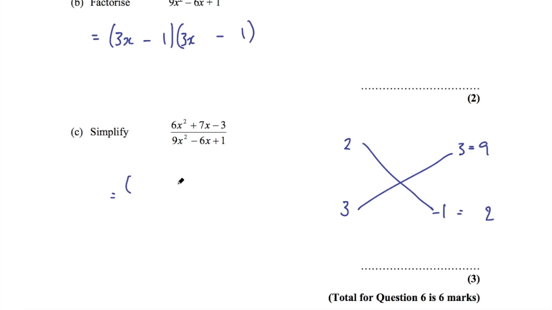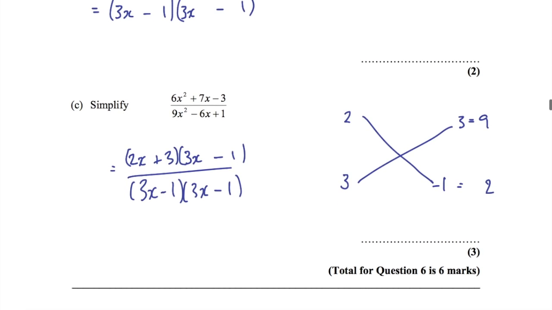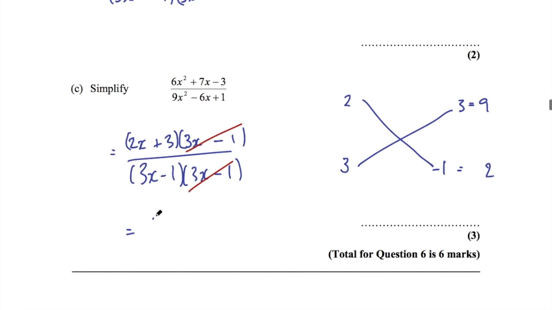So that can factorize into two brackets, where the first terms are 2x and 3x, and the next terms are minus 1 and plus 3. And we've already factorized the bottom line, as I said. That's 3x minus 1 and 3x minus 1. And now you just need to look at what you can cancel. So here we've got a 3x minus 1 on the top line and 3x minus 1 on the bottom line. So they cancel out, and we're just left with 2x plus 3 over 3x minus 1.